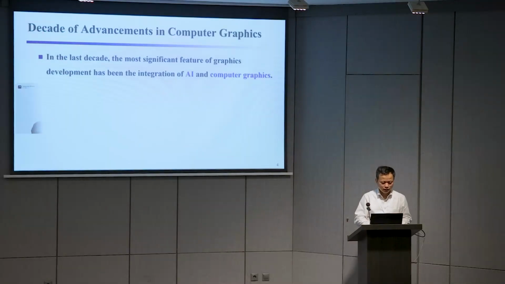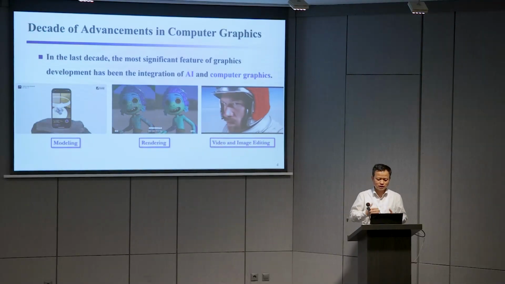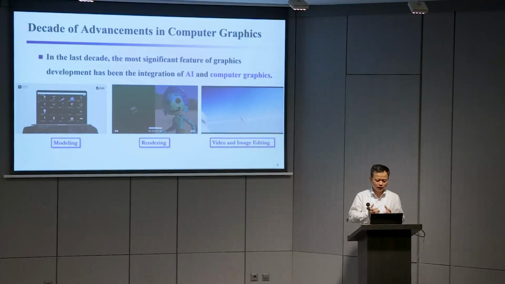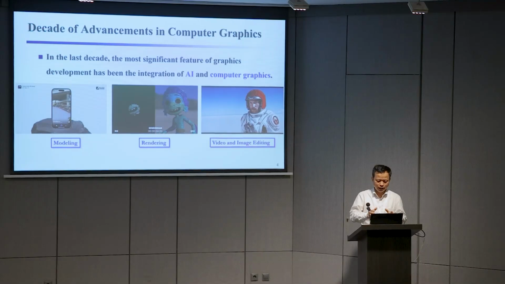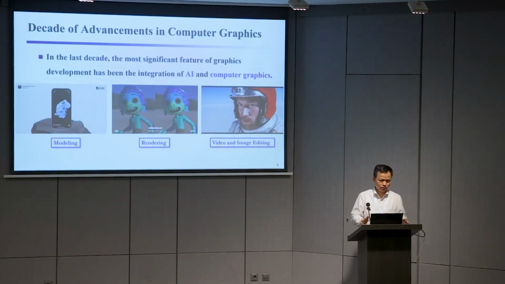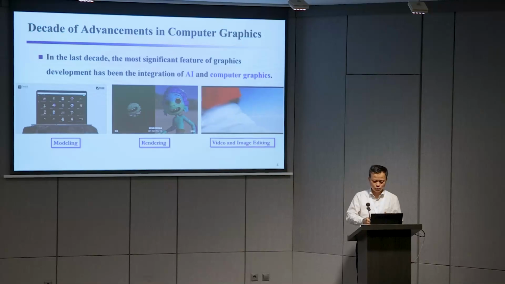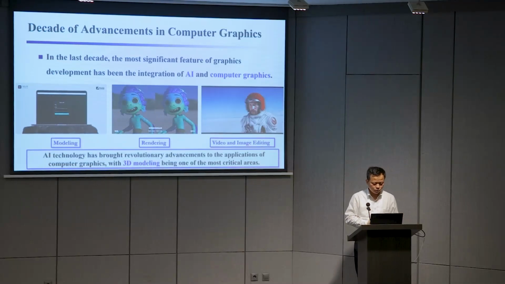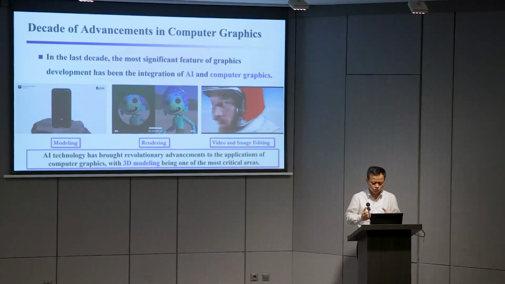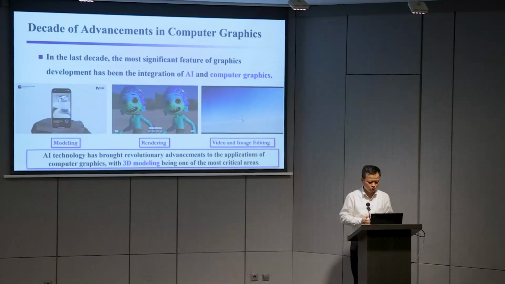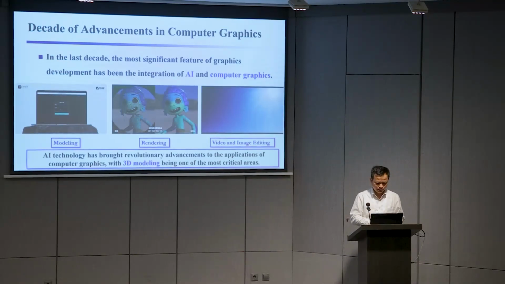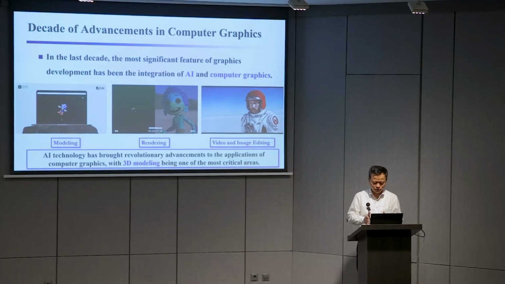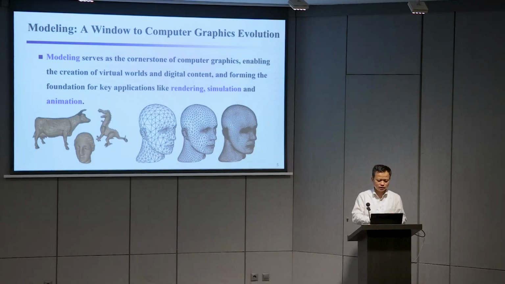It's very nice. So in the last decade, the most significant feature of graphics has been the integration of AI in the computer graphics. AI has been widely used in graphics, different areas like modeling, rendering, video and image editing, even animation and simulation also use AI technologies. So AI technology has brought revolutionary advancements to the application of computer graphics. And 3D modeling being one of the most critical areas. So today we will focus on modeling.